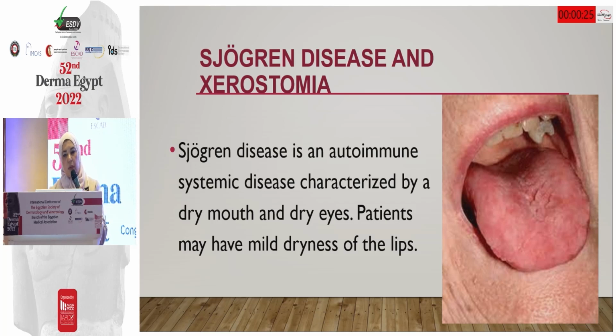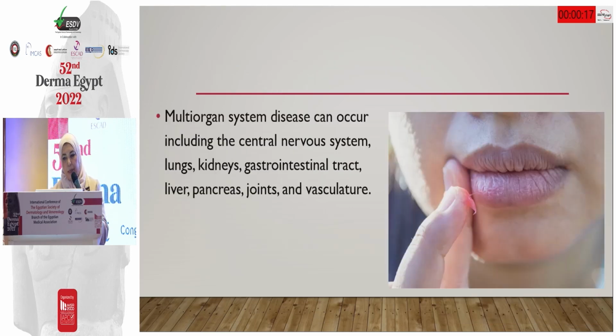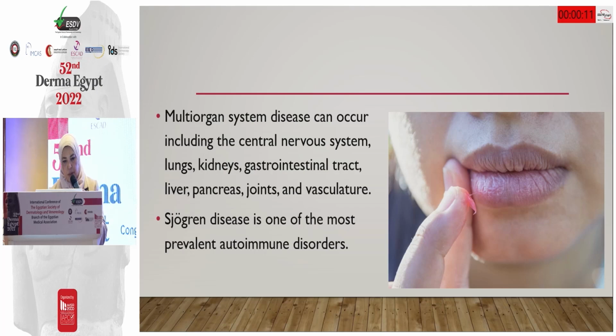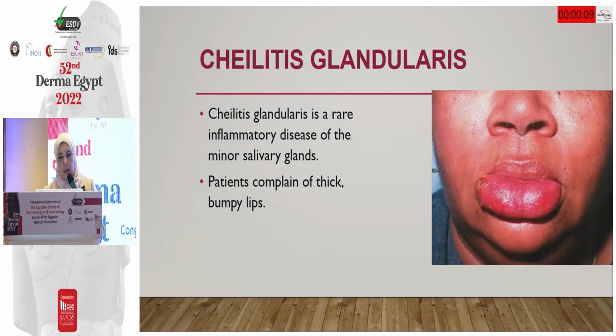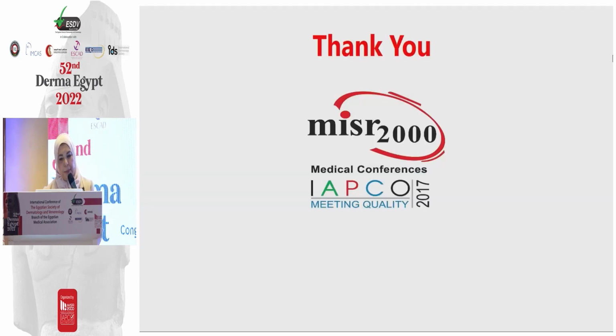Also, Sjögren's syndrome with xerostomia, the tongue is very dry. There is dysphagia, and also the oral mucosa is dry. This is also xerotic cheilitis in Sjögren's syndrome. Cheilitis glandularis is a rare inflammatory disease of the minor salivary glands. Patients complain of thick, bumpy lips.